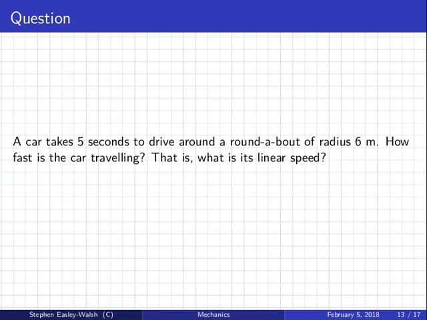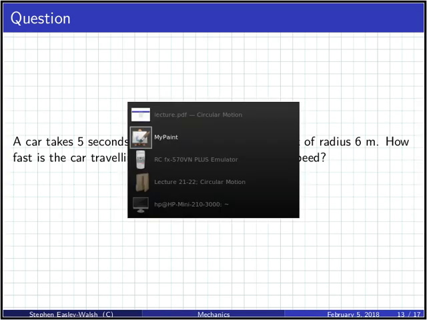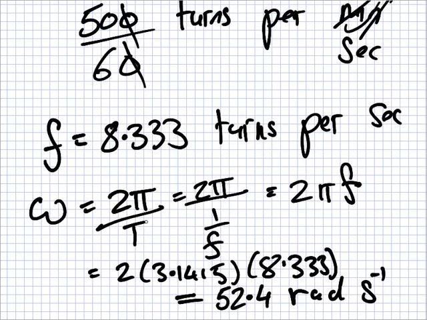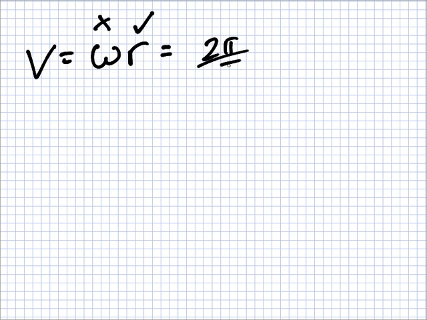Got your V? So, let's see. What formula should I use first? V equals... not W. Try again. Omega R, yeah. Now, do we know the R? Yes. Do we know the omega? No. So what formula gives me omega? 2 pi over T R.